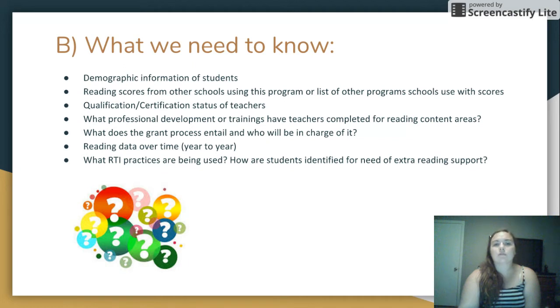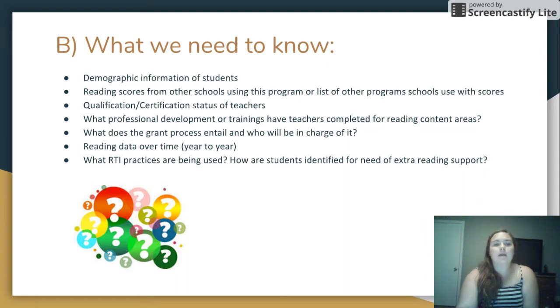reading scores from other schools that might use the same program in the district, or other programs that those schools might use instead with those scores that would show differences in achievement, the qualification and certification status of the teachers of this school, what professional development or trainings have teachers completed for reading content areas, and what does the grant process entail for getting the grant approved for the new curriculum and who will be in charge of it.